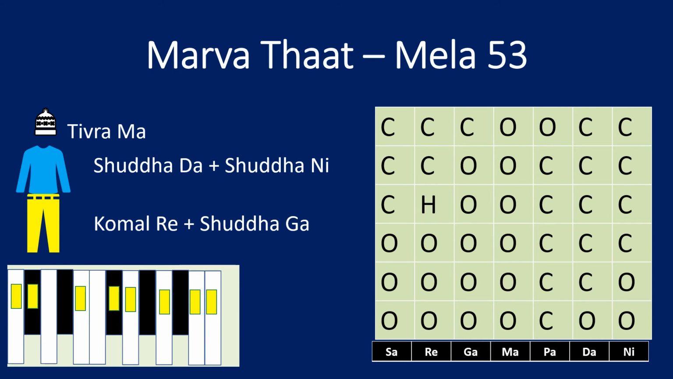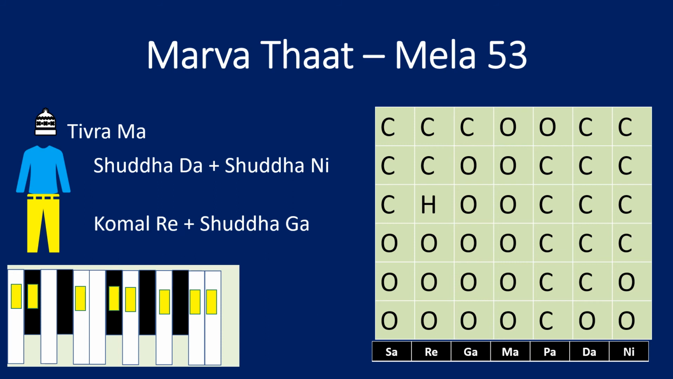You would have noticed that the last raga, Purvi, was a symmetrical raga in that the pants and the shirt were the same colors, yellow. Here, for Marva Thaat, the pants are the same, that is, it's the same Re-Ga combination, but instead of the Komal Da, we have Shuddha Da. You can also view this raga as something like Yaman, except that the Re is the Komal Re. That is the only difference between Yaman and Marva.